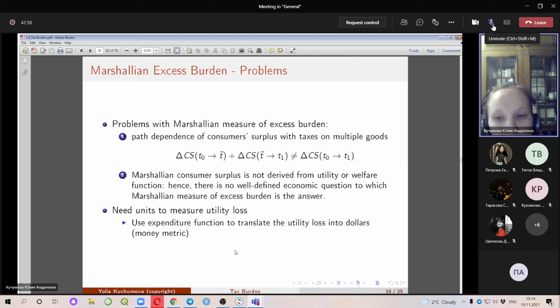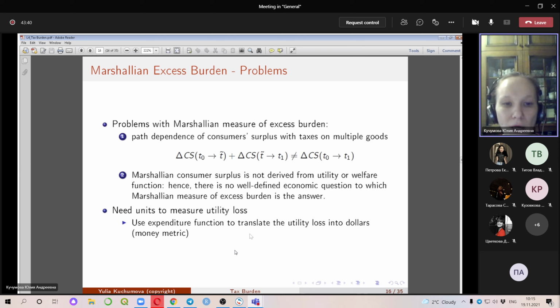So this is something that we don't really like, right? Because we kind of hope that the deadweight loss should depend on the initial and the final state of the world. But there is also another problem with the Marshallian consumer surplus, which is that it's not derived from a utility or welfare function, and hence there is no well-defined economic question to which the Marshallian measure of excess burden is the answer.